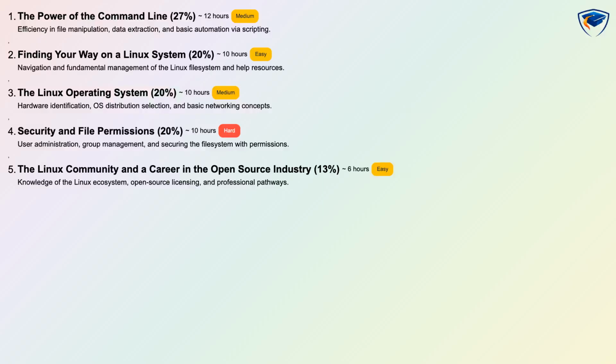The power of the command line is 27%. Finding your way on a Linux system is 20%. The Linux operating system is 20%. Security and file permissions is 20%. And the Linux community and a career in the open source industry is 13%.